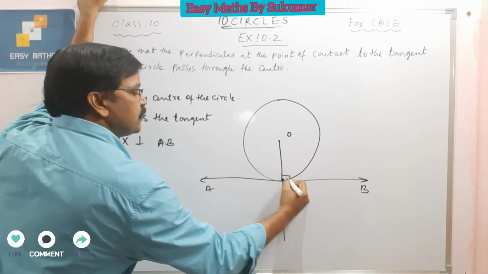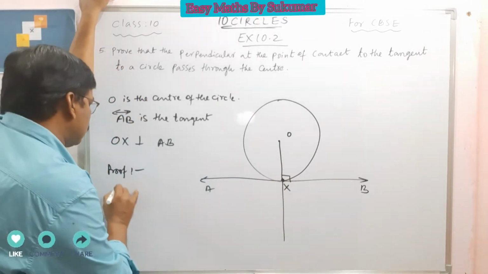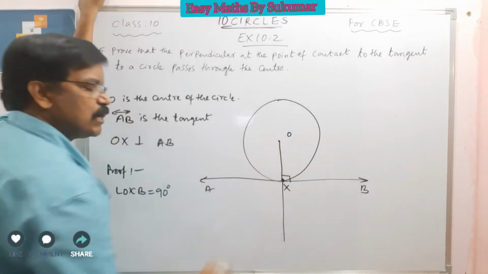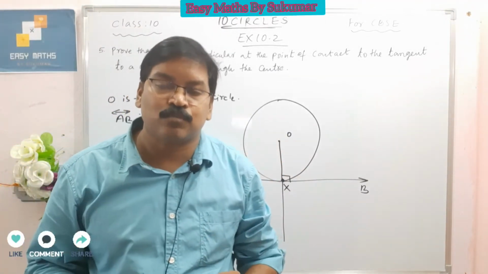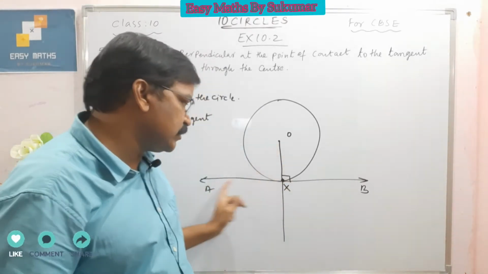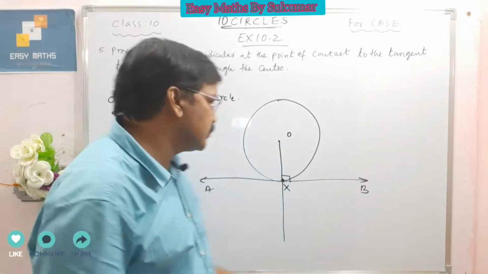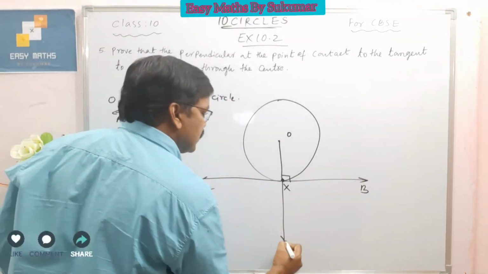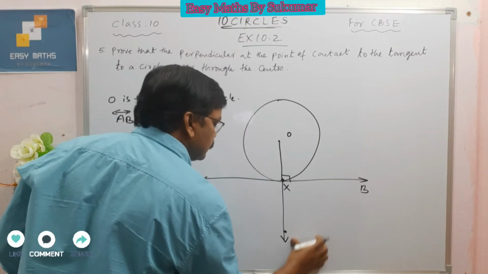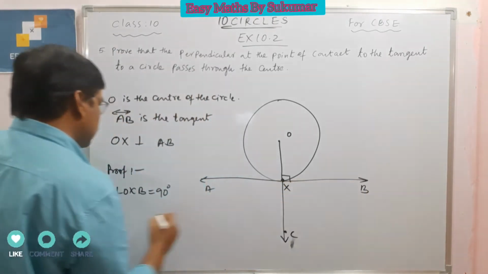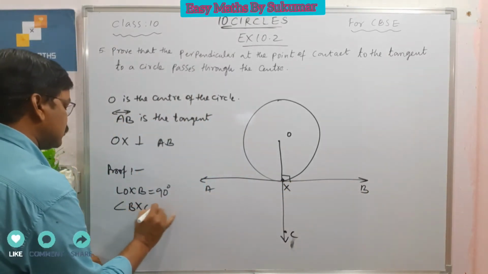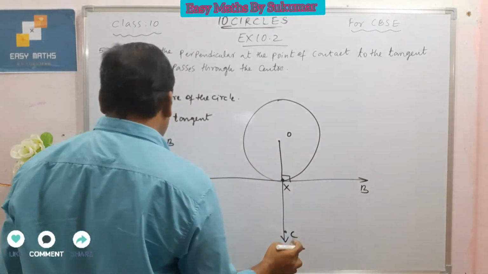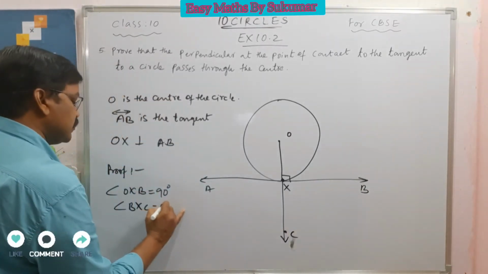See, this angle is 90 degrees. You know that angle OXB is 90 degrees. Why is this angle OXB 90 degrees? According to theorem 10.1, the angle between the radius and the tangent at the point of contact is 90 degrees. So angle OXB is 90 degrees. Similarly, let this point be C. Angle BXC is also 90 degrees.